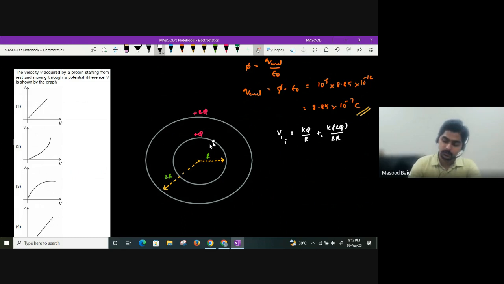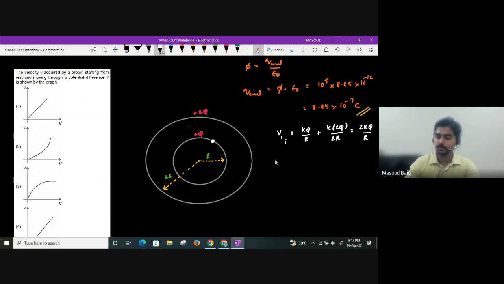Okay, so at this point, initially, what is the potential? It will be due to the inner shell, and it will also be due to the outer shell. This point is lying on the inner shell, so the potential will be kq by r. And this point is lying inside the outer shell. Inside the shell, potential will always remain constant, which is kq divided by radius. So here the charge of the outer shell is 2q, giving k into 2q divided by 2r. So kq by r and kq by r, you will get 2kq divided by r.